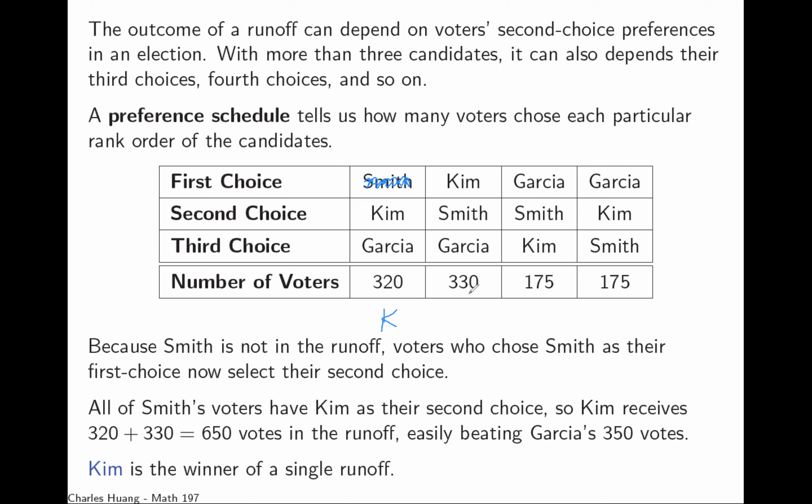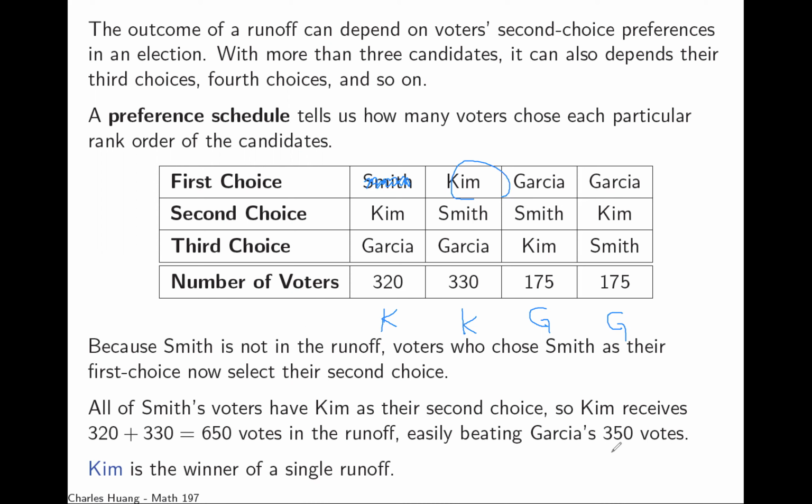The 330 people over here will still vote for Kim, because Kim is still around. The 175 here will vote for Garcia, and the 175 in the fourth column will vote for Garcia. So in this case, Kim will get 320 votes plus 330 votes, 650, whereas Garcia only gets 350 votes.